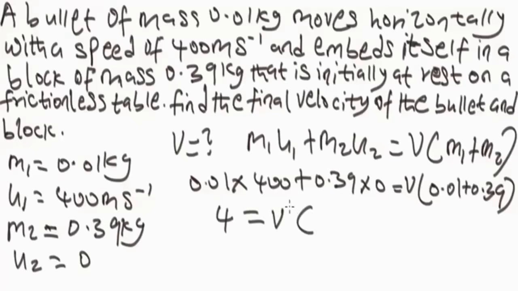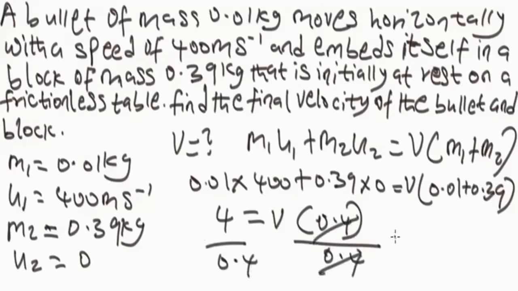So let me punch what is in that bracket. When you add what is inside the bracket, you're going to have 0.4. To make v the subject of the formula, divide both sides by 0.4. This cancels this. Therefore, our v will be 4 divided by 0.4, which gives us 10. So the final velocity is 10 meters per second.